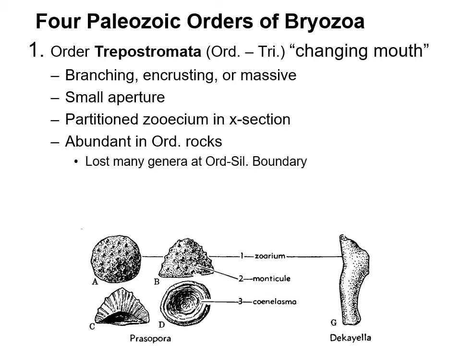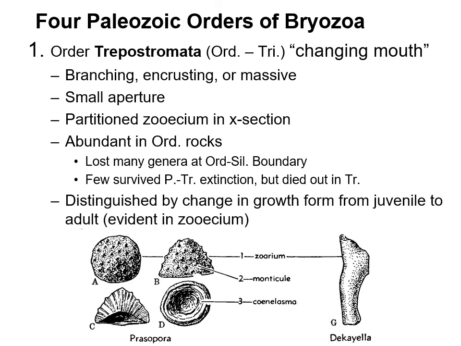We do lose a lot of Terebratulida bryozoans along the Ordovician-Silurian boundary, so these are among the fallout from the Ordovician extinction. A couple of them have survived through the Permo-Triassic extinction, but the last of the Terebratulida bryozoans died out at the end of the Triassic period. We can see changes in the growth from juvenile to adult. So we see actually quite a lot of ontogenetic variability in this particular group of bryozoans.